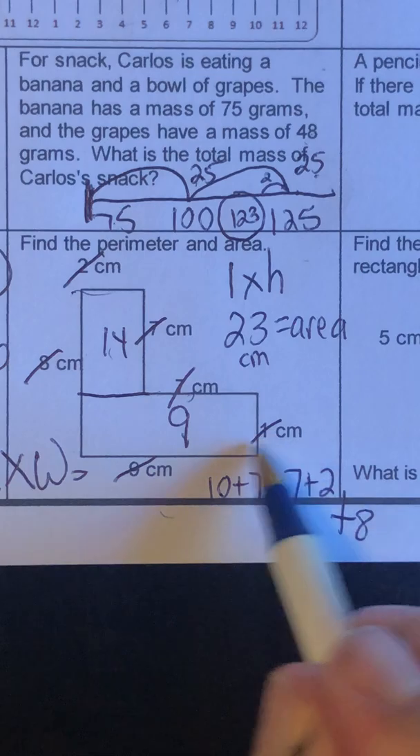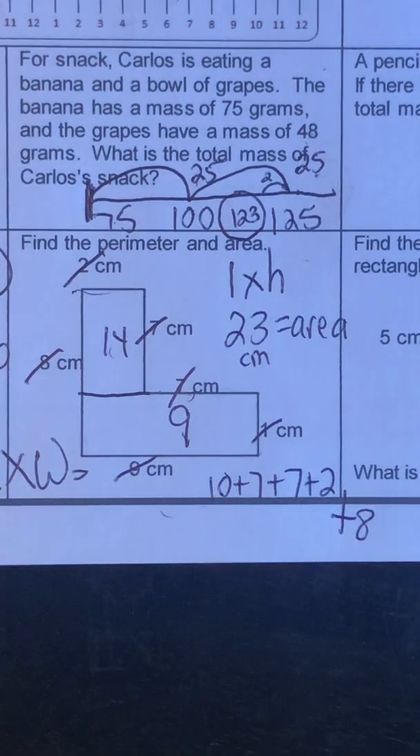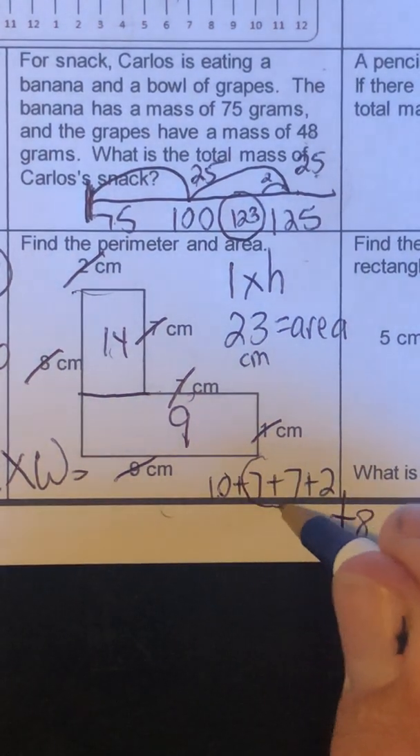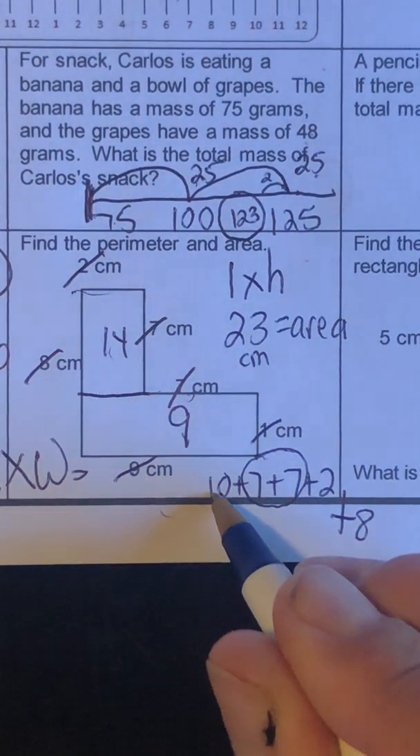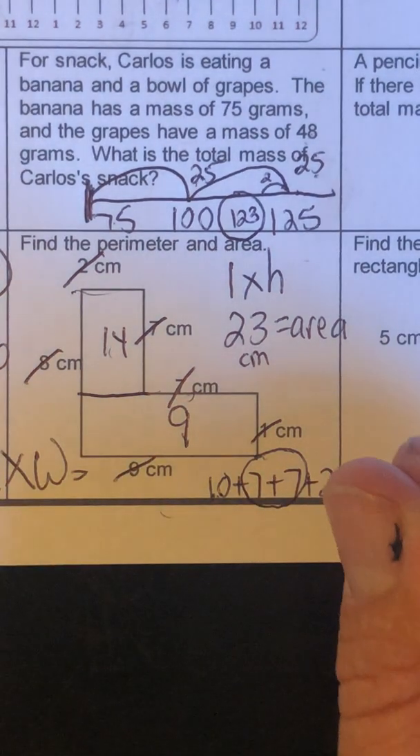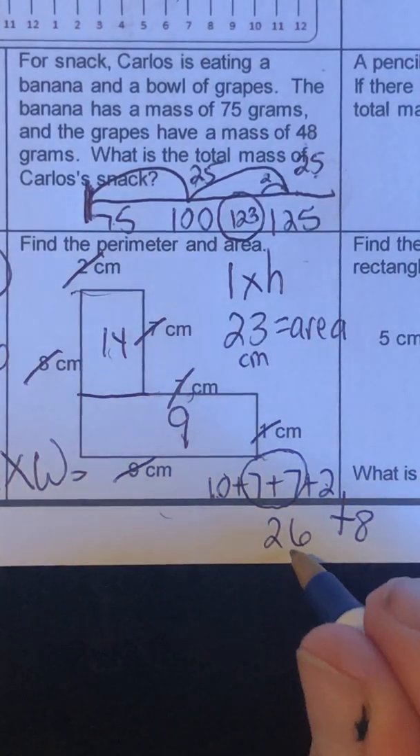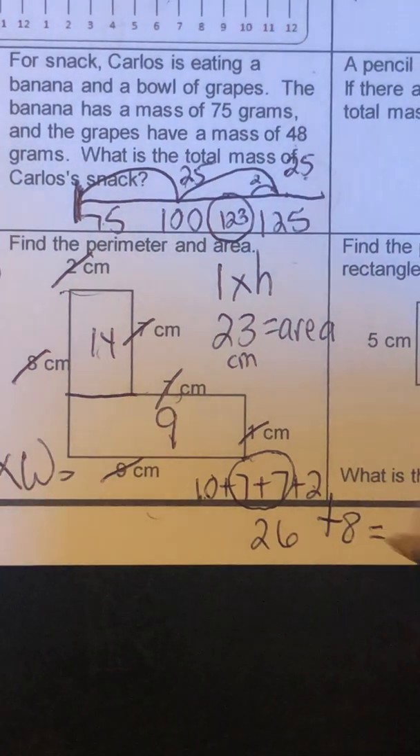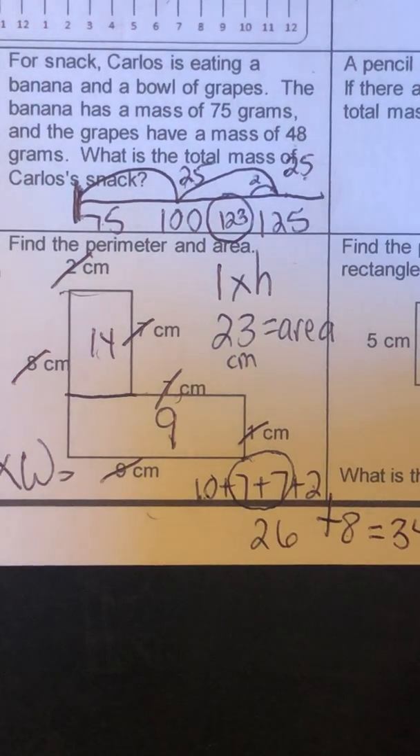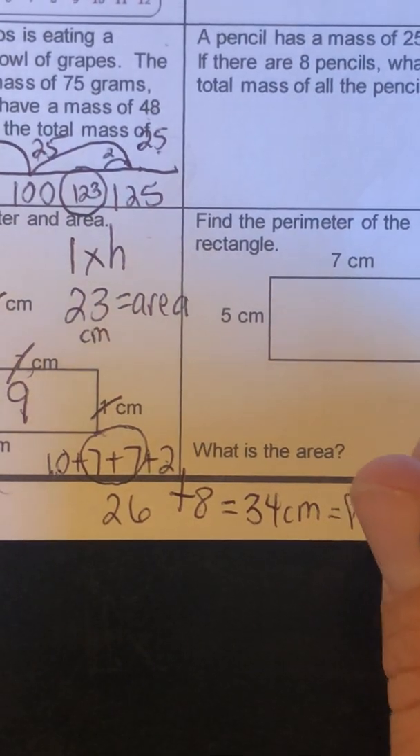Okay, so I've added up all the numbers. Remember, 9 and 1 was 10, so I kind of got both of them out of the way here. Let's see, 10 plus, this is 14. So 10 plus 14 is 24, plus 2 is 26, and then we have 26 plus 8 is 34. 34 centimeters is the perimeter.